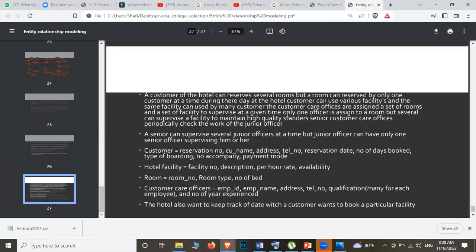So what they are telling is, this is a system for what? What kind of system are we going to draw this diagram for? This scenario is related to a hotel management system. Yeah, hotel. Very good, Pulastian Musfik.